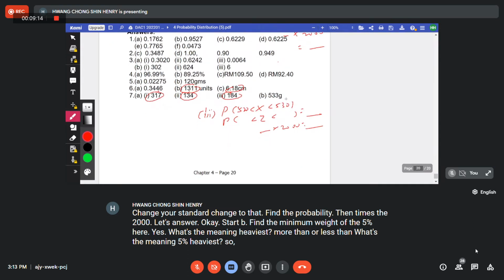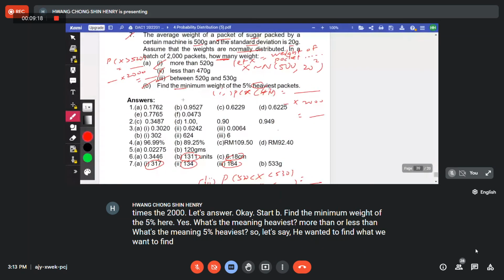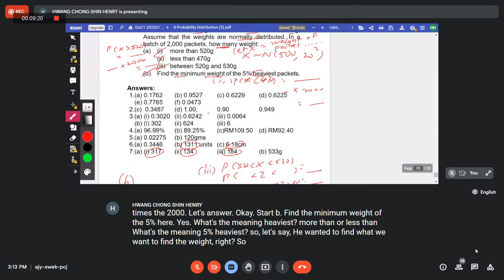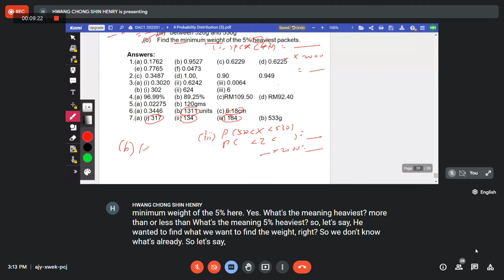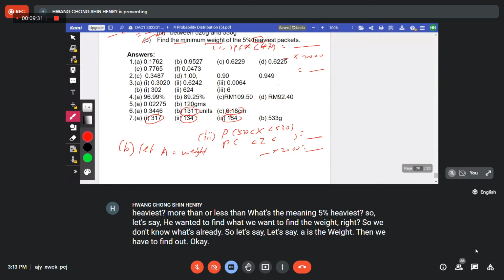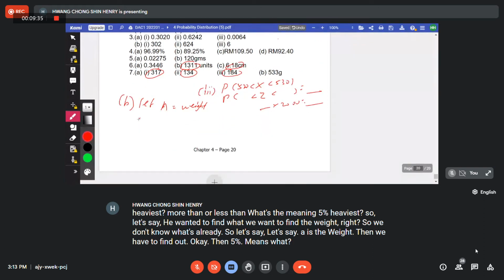So let's say we want to find what? We want to find the weight, right? So we don't know what the weight is. So let's say A is the weight that we have to find out. Okay. Then 5% means what? 0.05. Fair enough. Probability 5%.